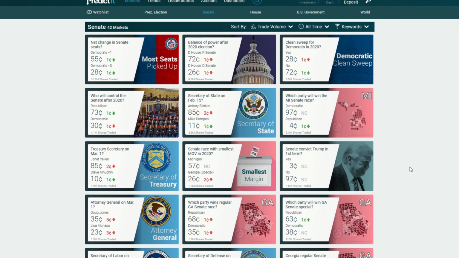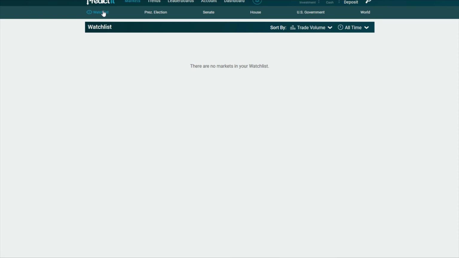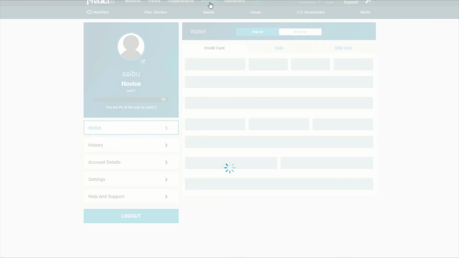And this is a great platform, very easy, very intuitive for beginners who are getting into it. And obviously you could mark different trades or different shares or different bets on your watch list so you could come here quickly and check it out. So very handy right here.